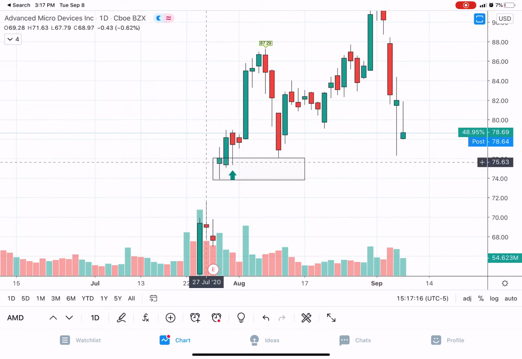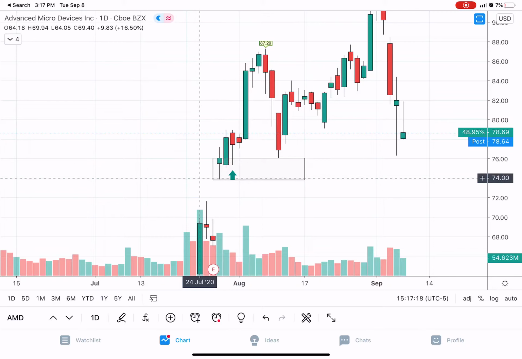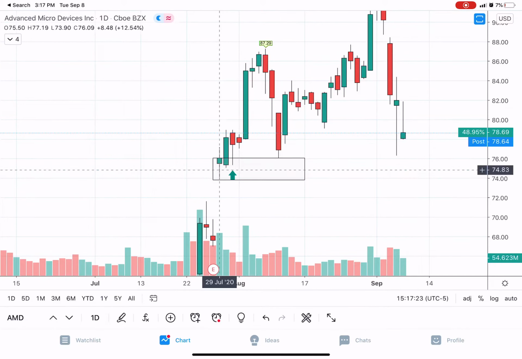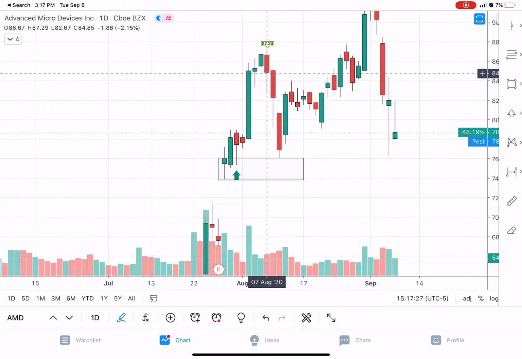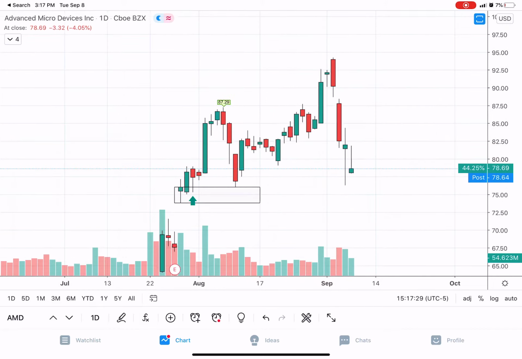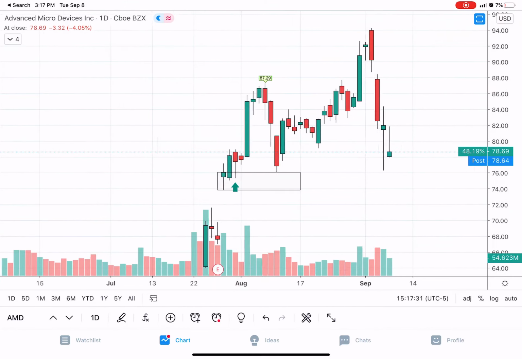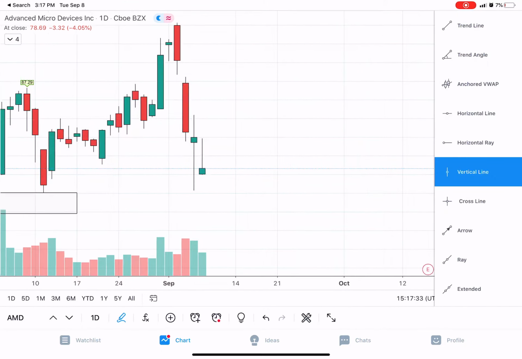Rally, base, rally with the engulfing. It gaps up, but then it gaps and craps, and it pulls down right into the imbalance right here at the body of the doji candle. Comes back, tests it, and then it takes off. So, oh yeah, here's another example right here.